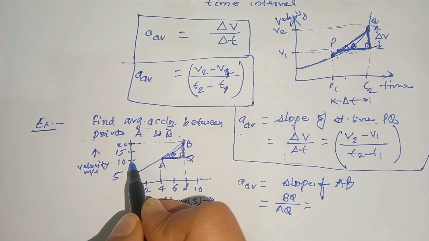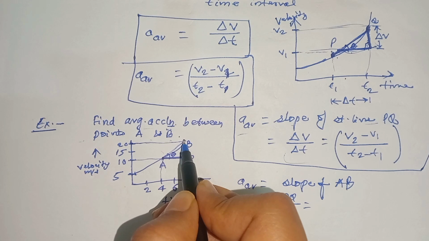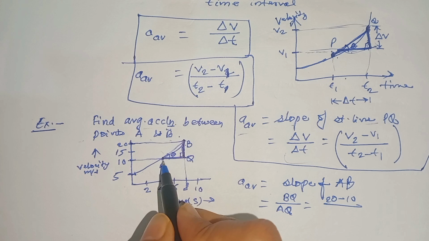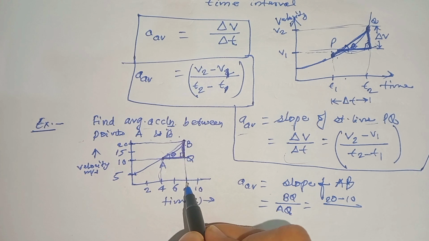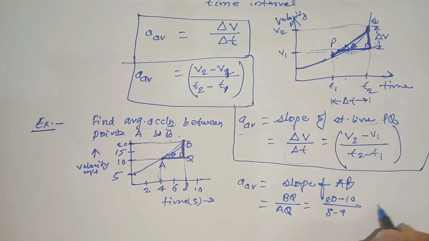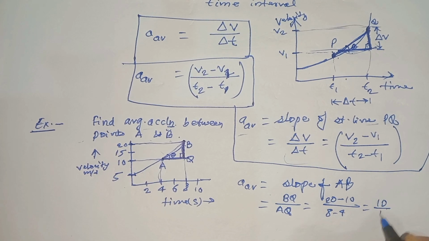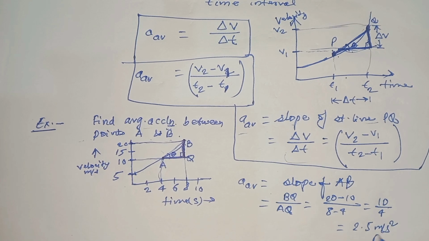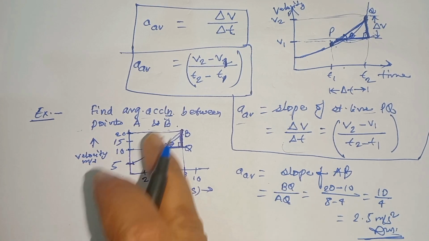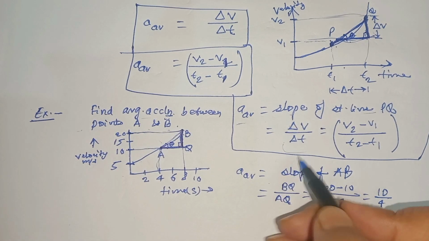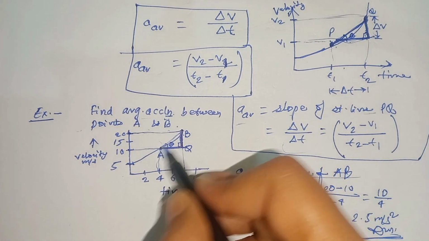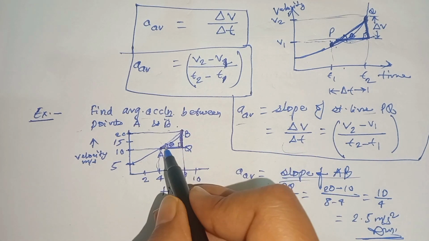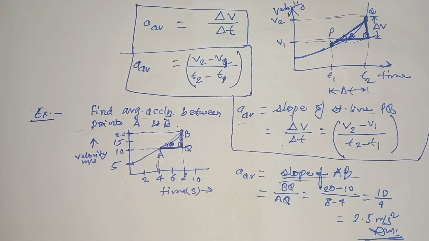BQ is, let us calculate, B is at 20 and Q is at 10, so it will be 20 minus 10, by AQ. A is at 4 and Q is at 8, so AQ will be 8 minus 4. So the result is 10 by 4, which is 2.5 meters per second square. So graphically we can calculate average acceleration in this way. We simply find the slope of the straight line: join the points, make a right angle triangle, assume angle theta, and take tan theta, which is the slope. Okay, thank you.